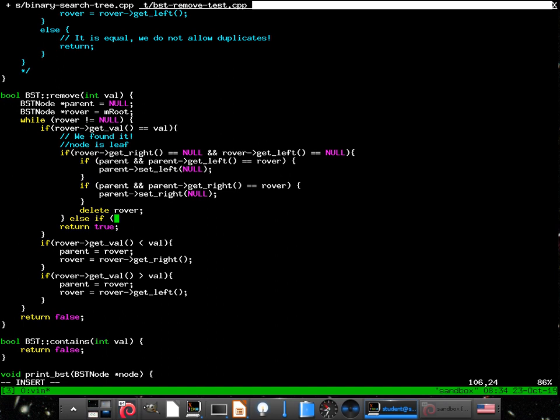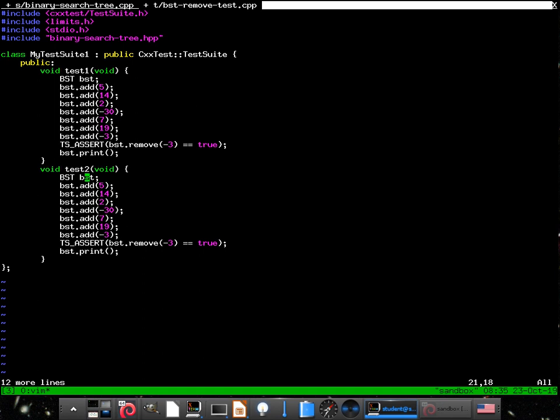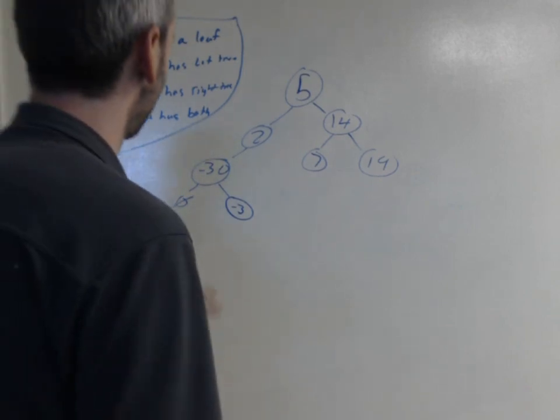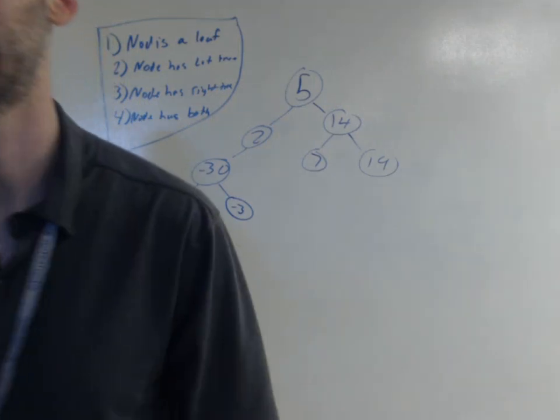Let me go ahead and hop over. So that was that test case. Let's call it test 2. Where instead of deleting -3, let's delete -30. So this time, what should happen on the board if we're deleting -30? 2 should point to -3. Yeah, so 2 should jump down to -3.